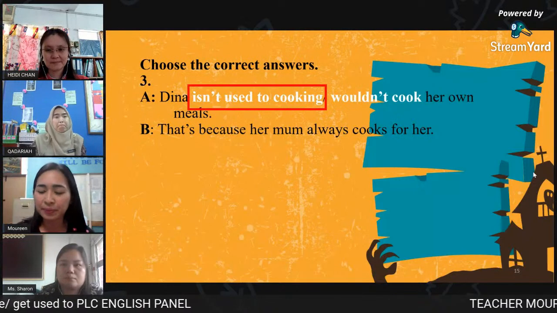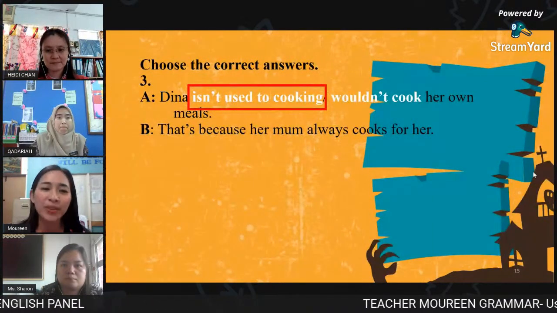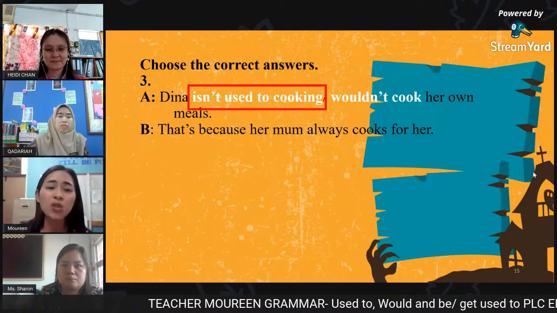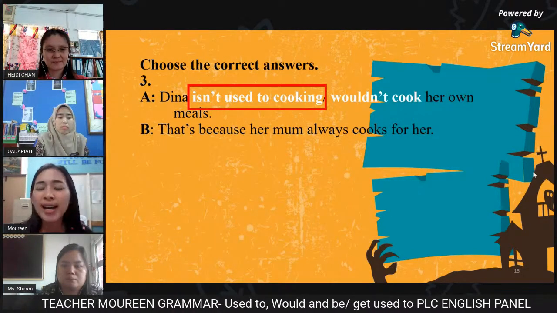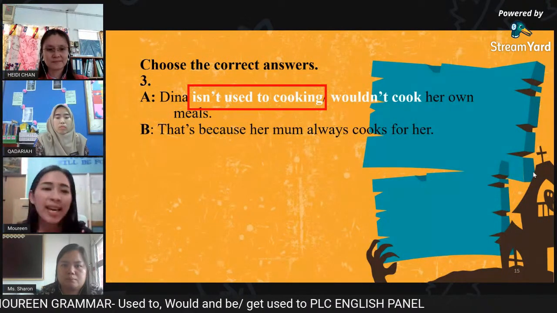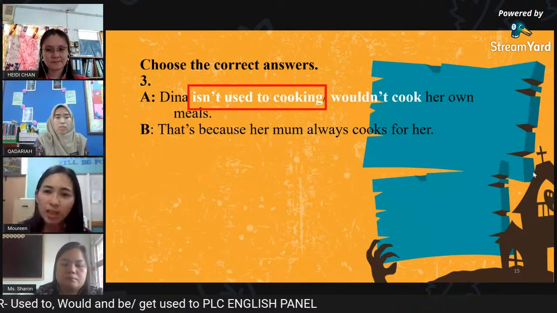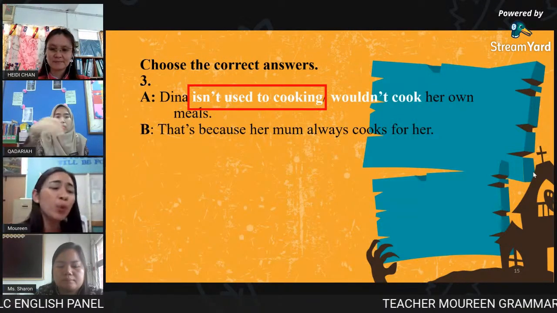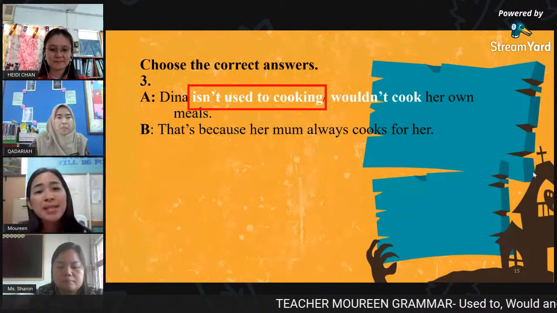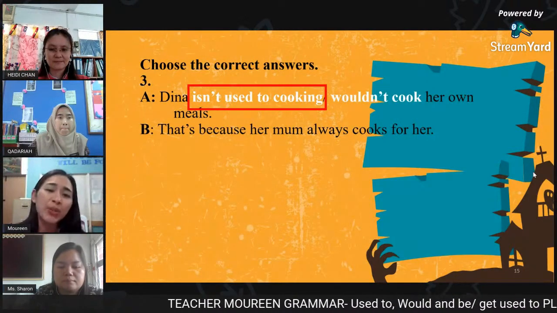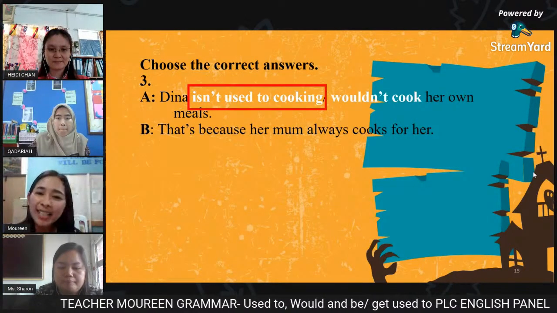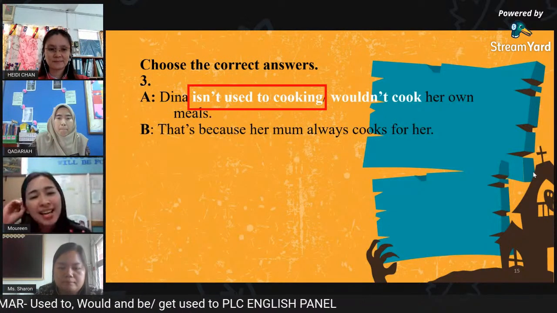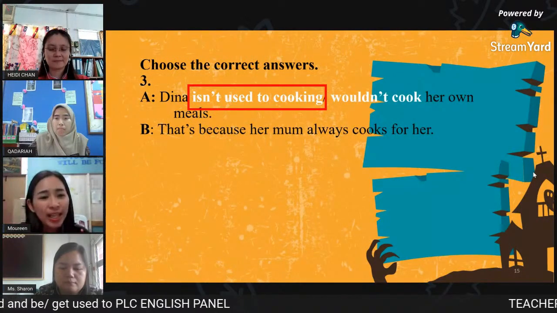So the answer is, yes, most of you answered Dina isn't used to cooking her own meals. That's because her mom always cooks for her. Simple reason. Why is it isn't used to cooking, not wouldn't cook? Remember, I explained just now, would itu bila kamu guna, dia sama. Semasa kamu guna, used to. Remember? Used to and would are used to talk about actions in the past, class.